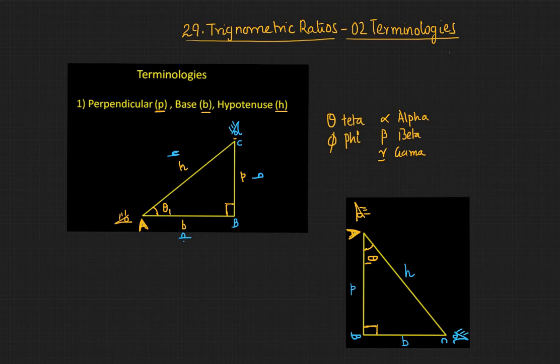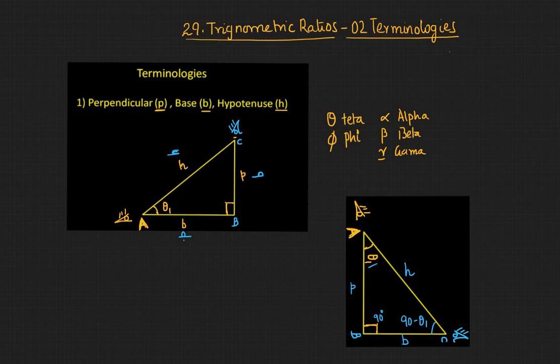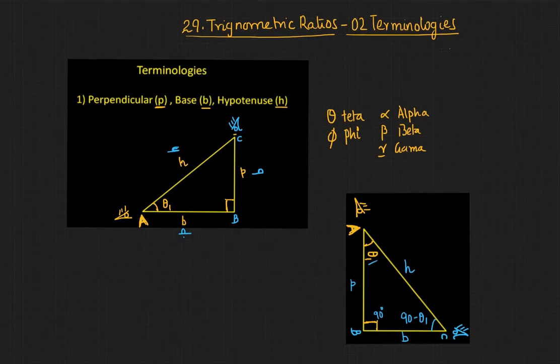And of course, this angle is 90 minus theta 1, because the sum of all the angles of the triangle has to be 180 degrees. So if this is 90 and theta 1, then this becomes 90 minus theta 1. Alright, so that's the first terminology that you need to remember in trigonometry, the idea of perpendicular, base, and hypotenuse.